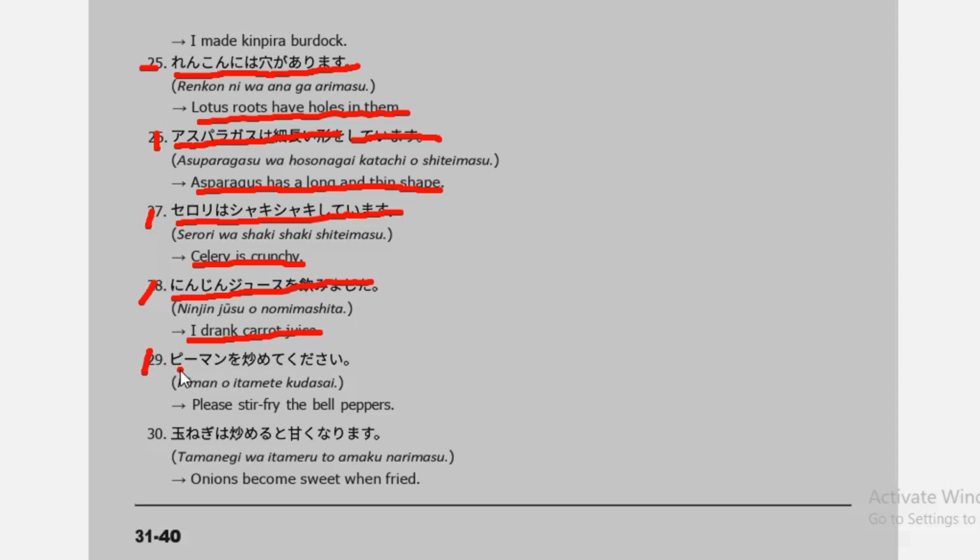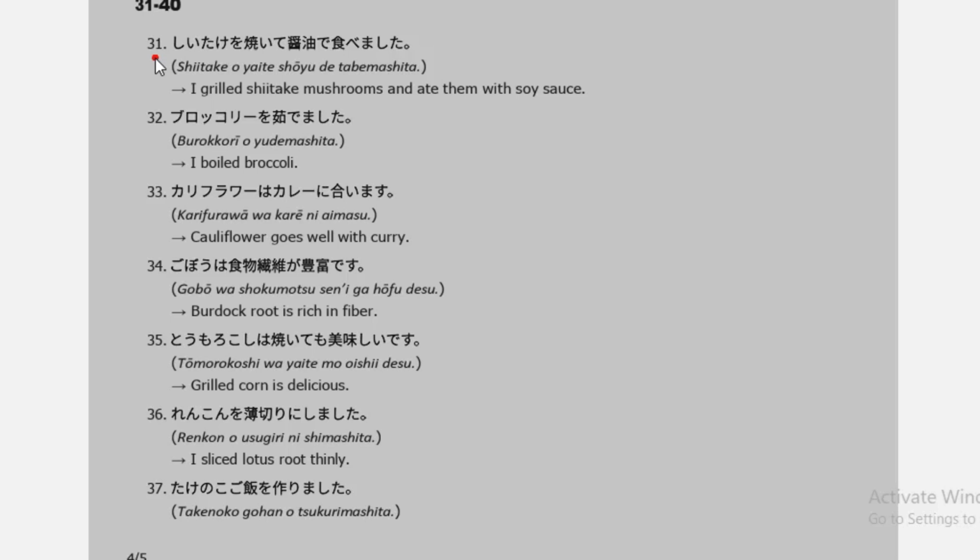The next is piiman o itamete kudasai, means please stir fry the bell pepper. The next is tamanegi wa itameru to amaku narimasu, means onion becomes sweet when fried. The next example is shiitake o yakiniku shoyu de tabemashita, means I grilled shiitake mushrooms and ate them with soy sauce. The next is broccoli o yudemashita, means I boiled broccoli.